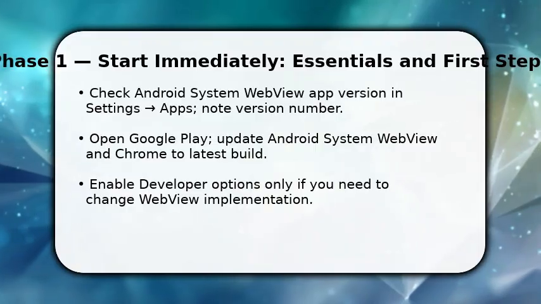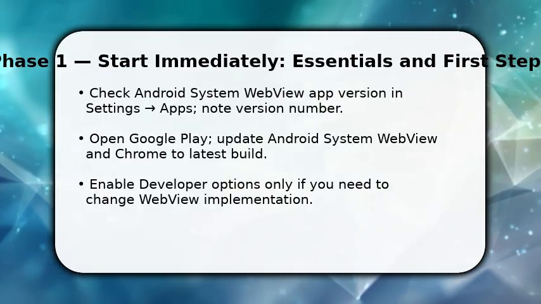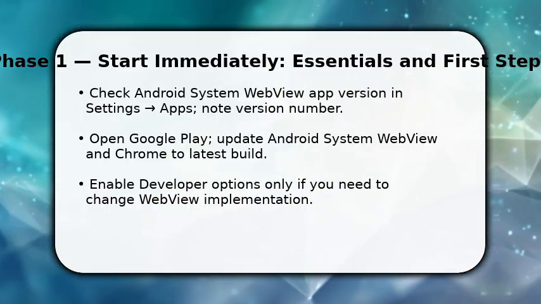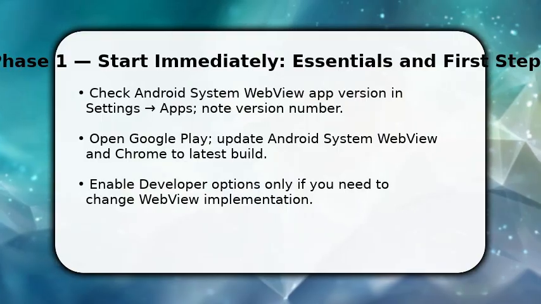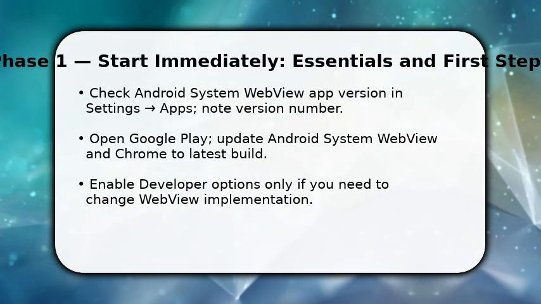You start by making sure the engine is current. Open Settings, go to Apps, find Android System WebView and note the version. Then open Google Play and update WebView and Chrome. Once done, make sure developer options are enabled only if you must change the WebView provider.